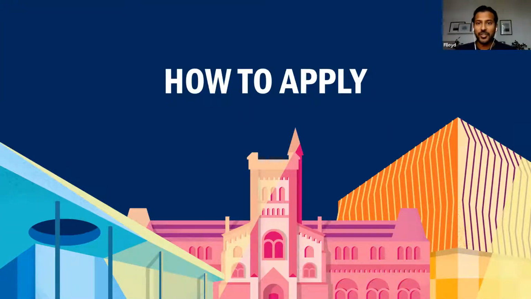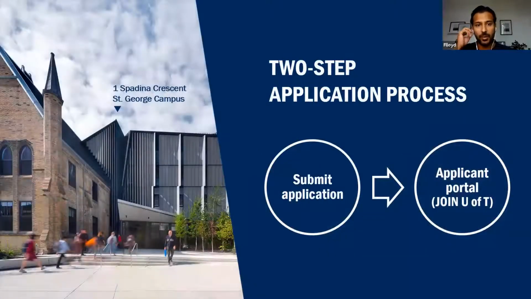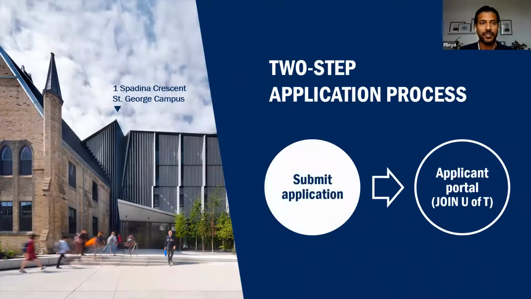So let's say you're interested in everything that you've heard from Natasha and myself so far today, and you are ready to apply to U of T. There are a couple of things to know about the application process. For U of T, there are two main steps. The first step is really simple. It's a pretty bare bones application where we're asking about your biographical information, your academic background, your contact information, and that's about it.